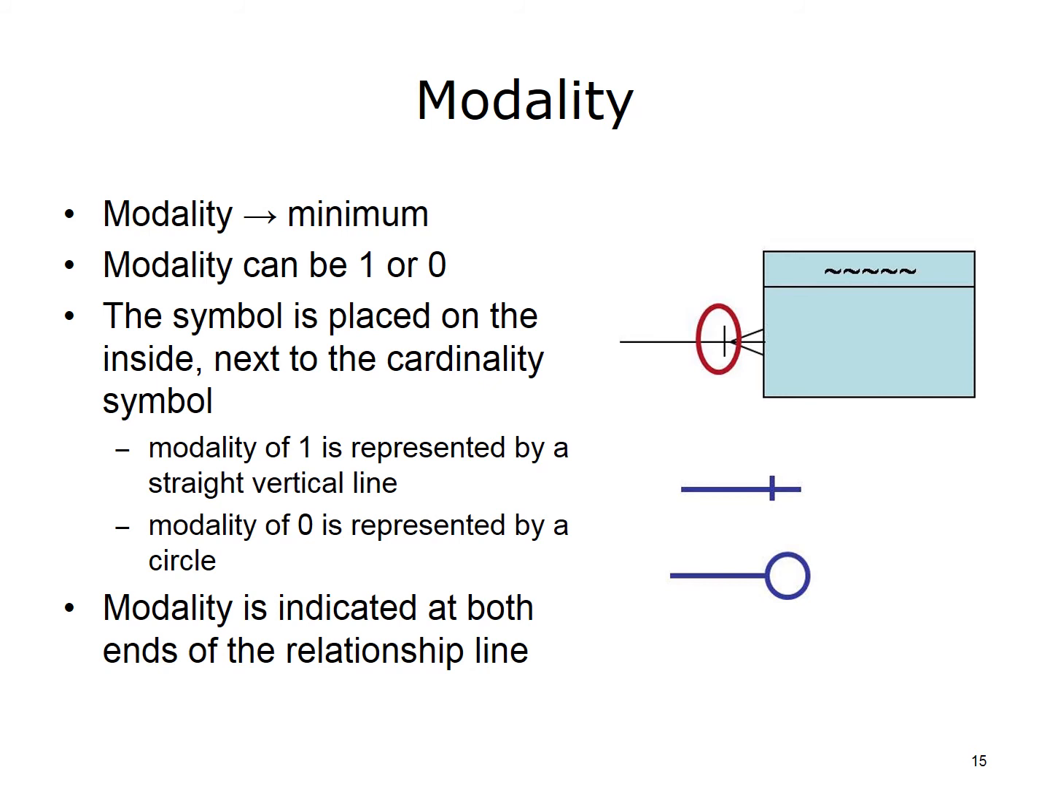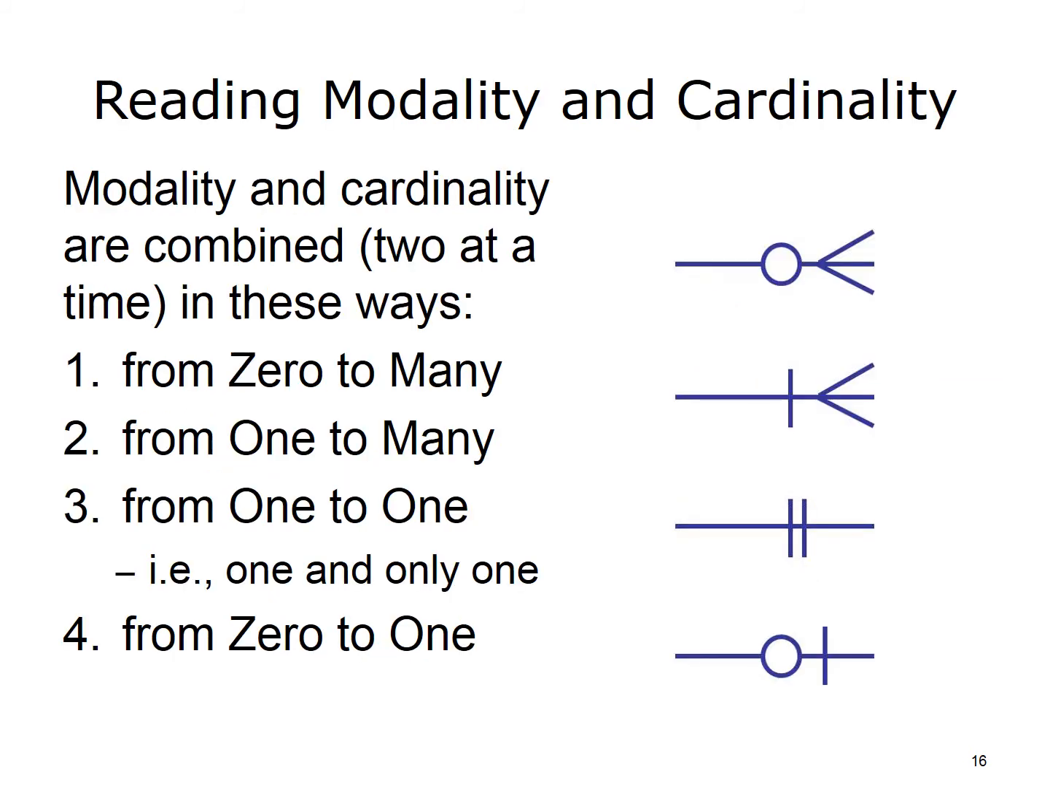A modality of 1 is denoted by a straight vertical line, and a modality of 0 is denoted by a circle. Like cardinality, modality is indicated at both ends of the relationship. Once you have the three symbols, 0 circle, 1 vertical line, and many crow's foot committed to memory, reading them is easy. Let's go over them, starting from the top of the slide.